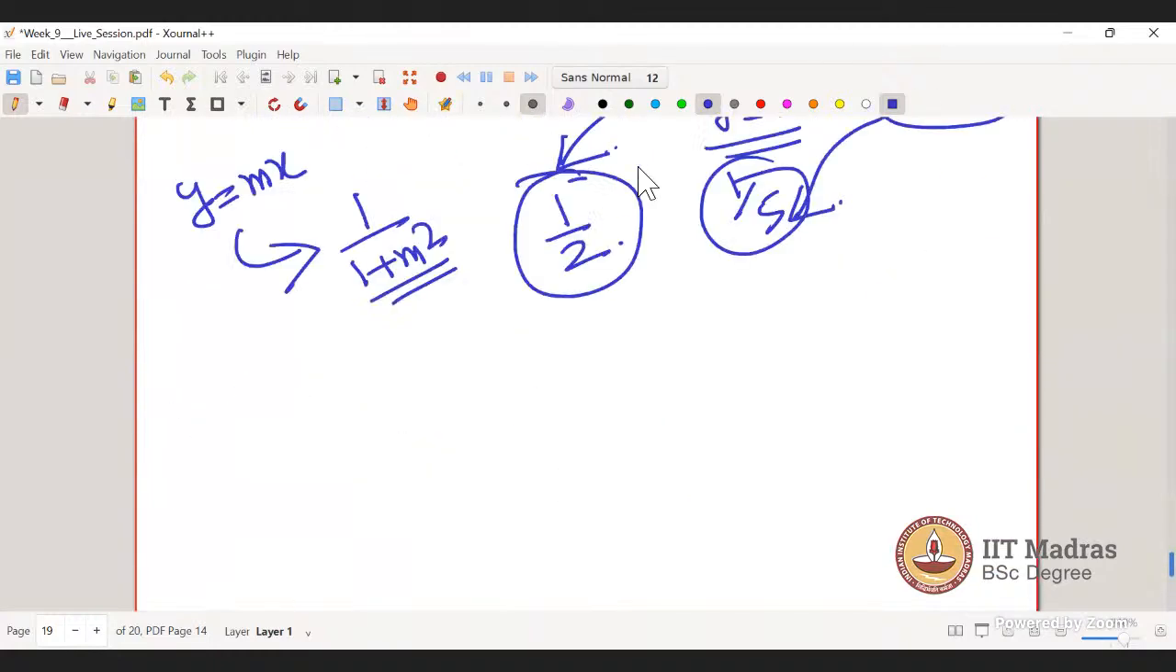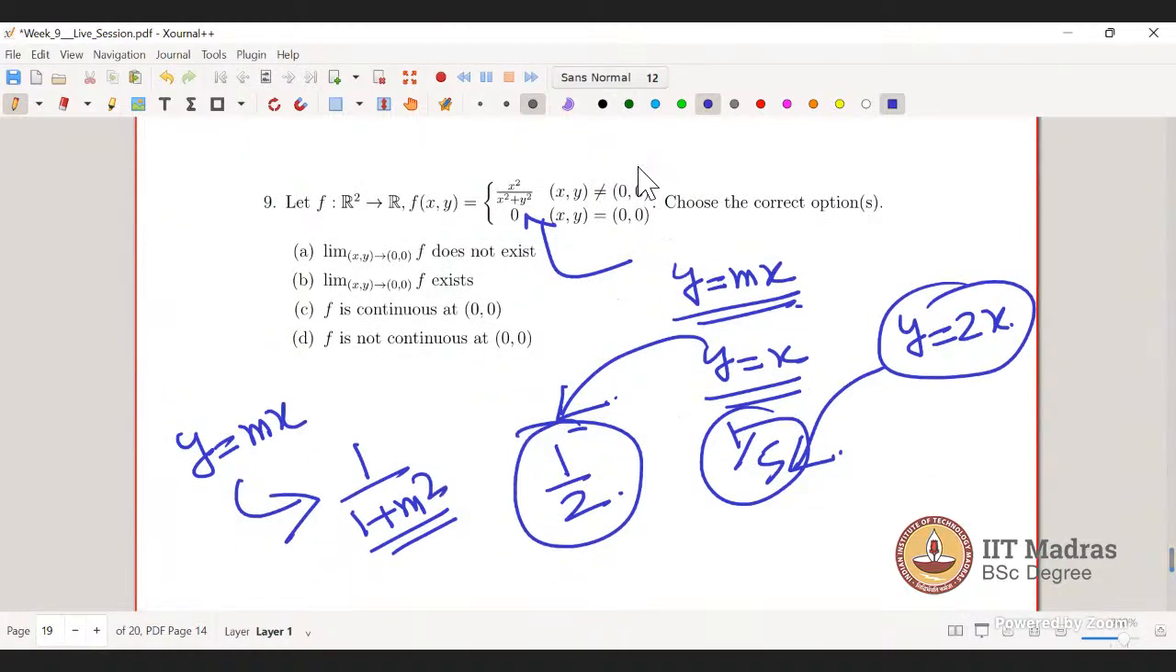Even by that logic, since the degree is the same in numerator and denominator, the limit doesn't exist. Yes, that will work in most cases. And it is not continuous also, because for continuity you have to find the limit. Once the limit doesn't exist, you cannot talk about continuity. So it is not continuous.